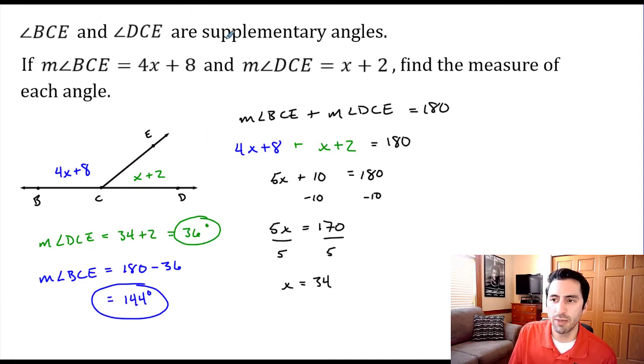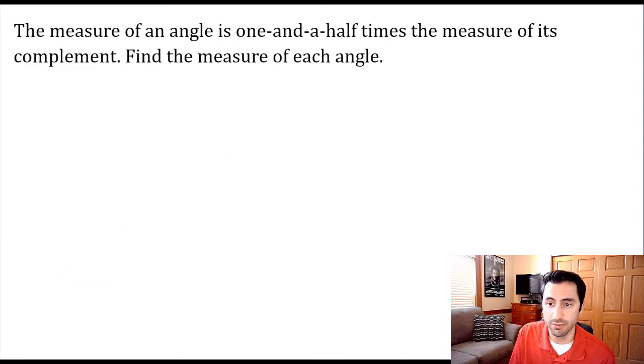Let's do one more example where our information is given to us a little bit differently. So this one says the measure of an angle is 1.5 times the measure of its complement. Find the measure of each angle. So it looks like it's not giving us a whole lot, but it is. It's giving us everything we need to know.